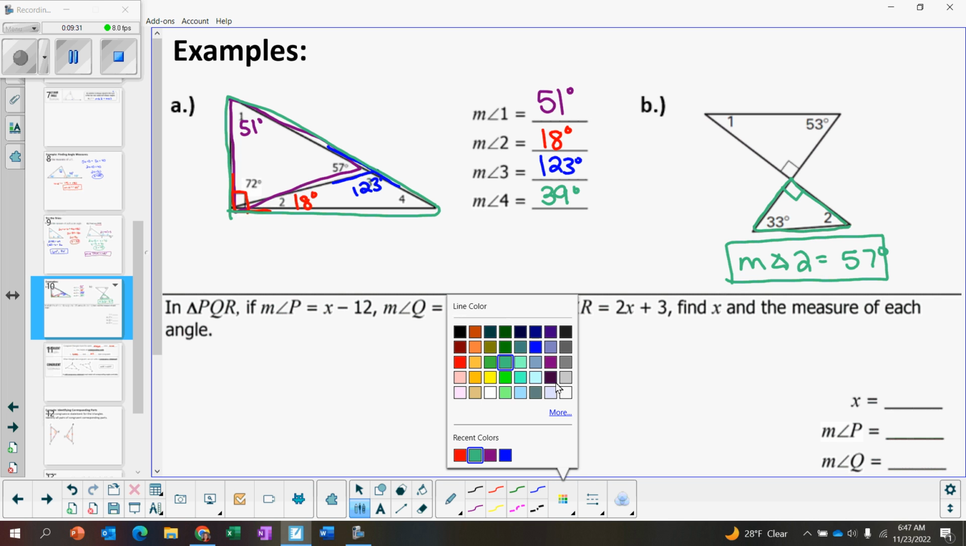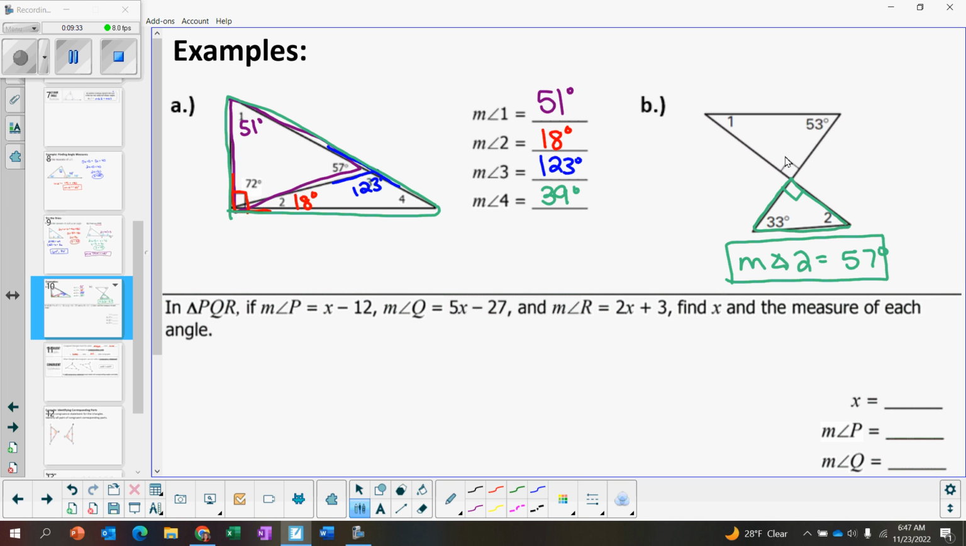And then at the top, I have the same thing. I have 90, 53, and angle 1. So I'm going to treat all three of those as 180. So 90 plus 53 is 143. 180 minus 143 gives me a measure of angle 1 as 37 degrees.